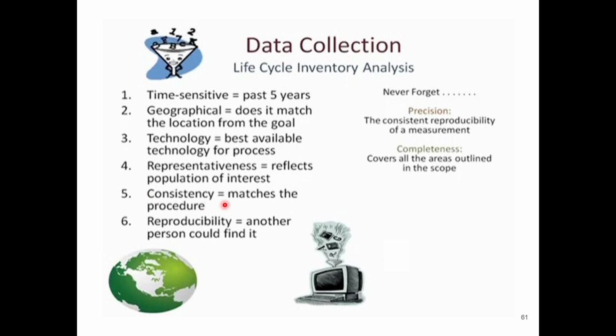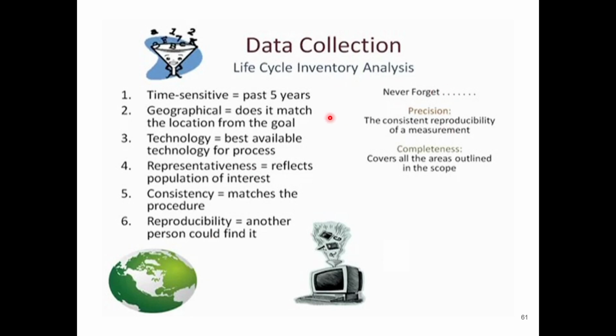Fifth is the consistency, which is very much related to the representativeness. The more the consistency, the better the match; it should match the procedure. The more the consistency in the values, the better will be the representation. And six is reproducibility. That is, another person should find the same. If we are doing something and finding a result, it should also be found by another person. That means it is very good quality data collection.